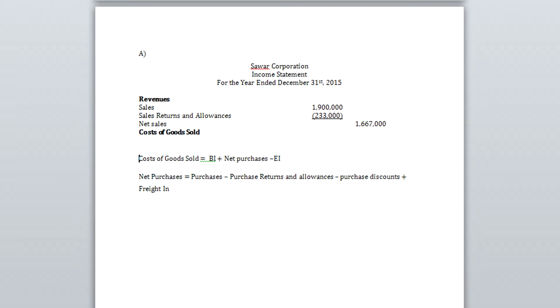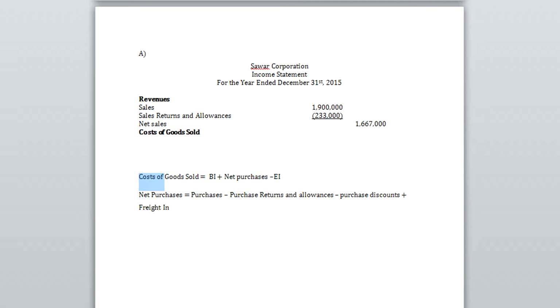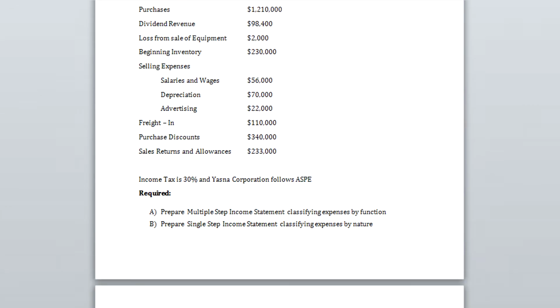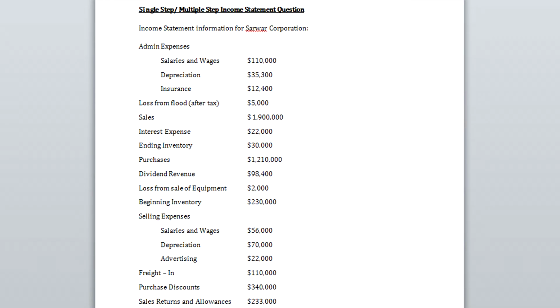Okay? But basically, this is how we're calculating cost of goods sold. Beginning inventory plus net purchases minus ending inventory, and net purchases equals all of this. So we want to go up and just look for these accounts, see what we can identify and see what we can piece together. So as you can see here, we have our ending inventory account, $30,000. We have a purchases account of $1,210,000.